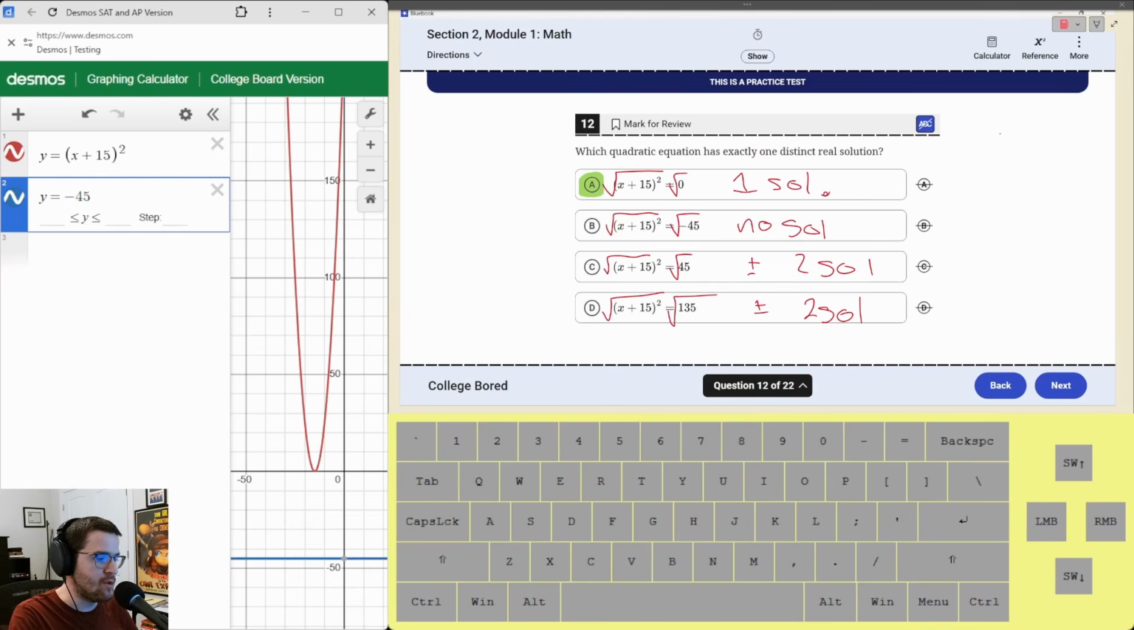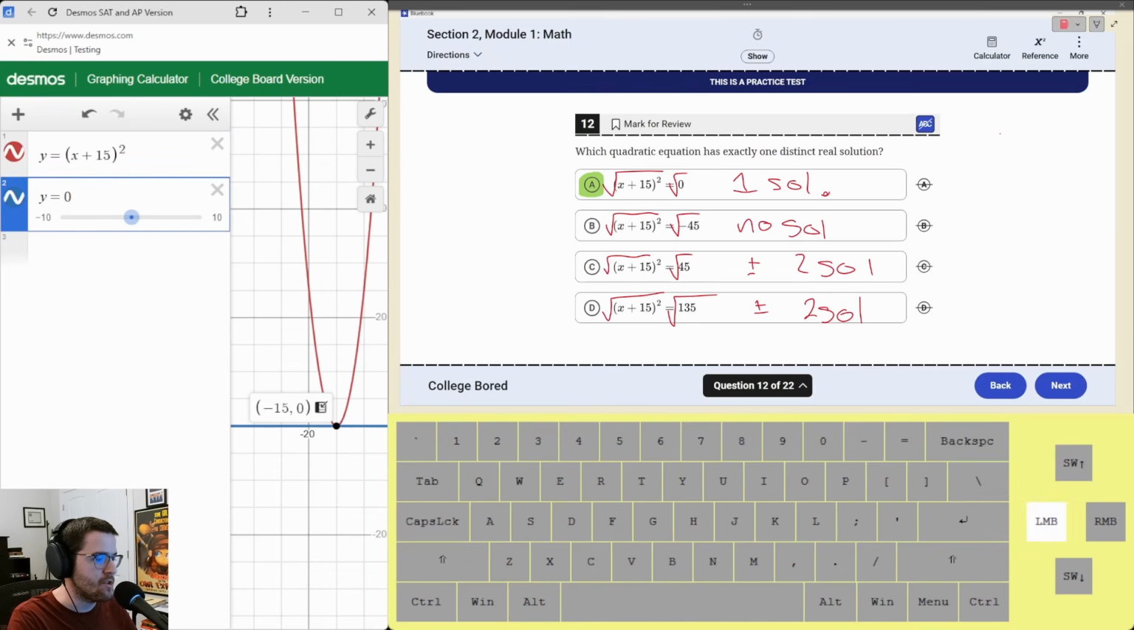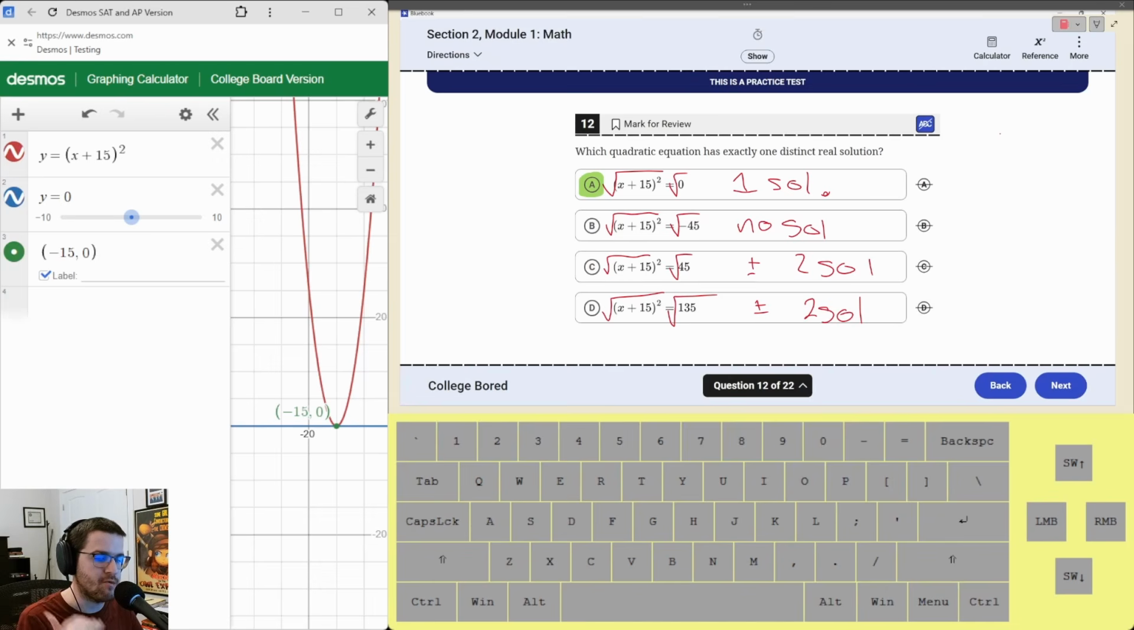Negative 45. Oh, the blue line's way down here, so it doesn't touch at all. So that has zero solutions. That one's wrong. We want it to have one solution, right? Let's see what happens when we make it 0. When we make it 0, it touches once right there. So that has one distinct real solution. So A is the answer. I definitely would have done it that way, especially since the left-hand side is all the same. It actually doesn't take that long to type in.